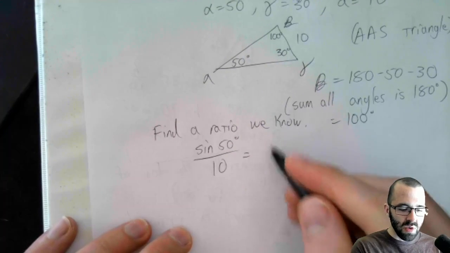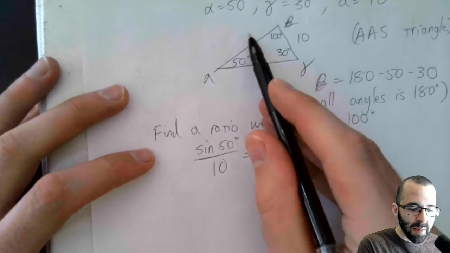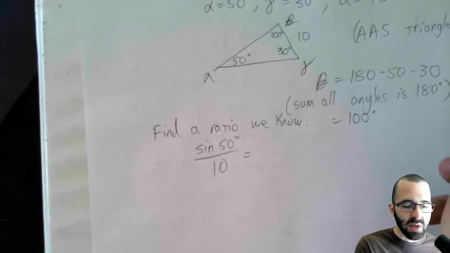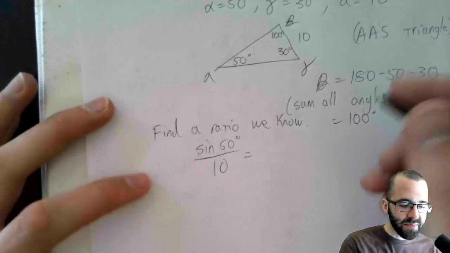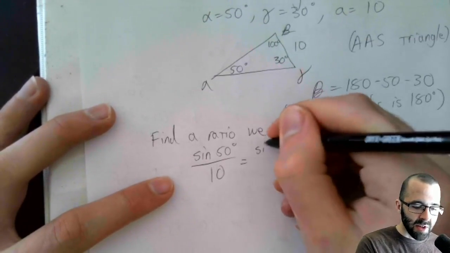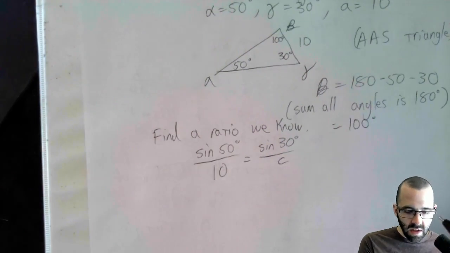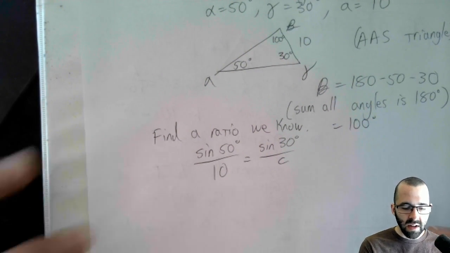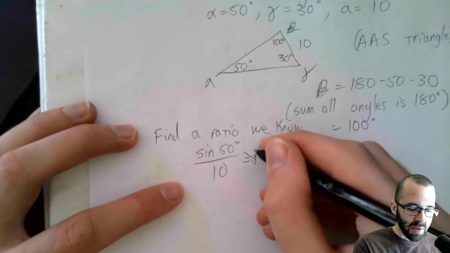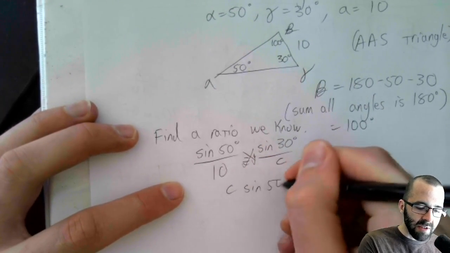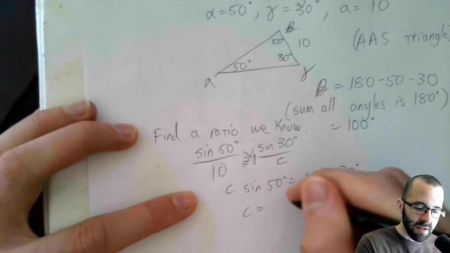And now we choose some pair that we don't know, some ratio that we don't know. We could choose gamma and c, or beta and b. They're both choices here. You won't always have a choice, but here we do have a choice. We could do either one of them. Okay, so let's choose, I don't know, arbitrarily gamma. So sine of gamma, which is 30 degrees, divided by c, which we do not know. And you just solve this. Okay, so a couple of different ways to solve it. You can cross multiply if you want. All right, if we cross multiply, what do we get? C times the sine of 50 degrees equals 10 times the sine of 30 degrees, and just divide both sides by the sine of 50.